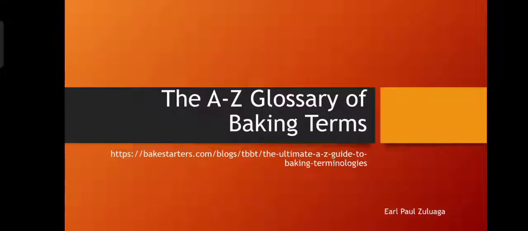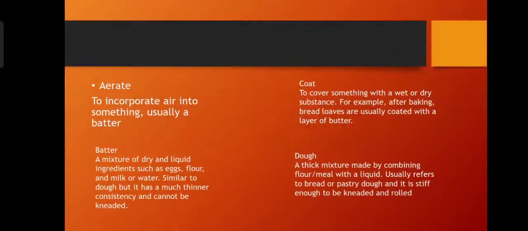I'm going to share to you the A to Z glossary of baking terms. A is for aerate, to incorporate air into something, usually a batter. B is batter, a mixture of dry and liquid ingredients such as eggs, flour, and milk or water. Similar to dough, but it has much thinner consistency and cannot be kneaded.